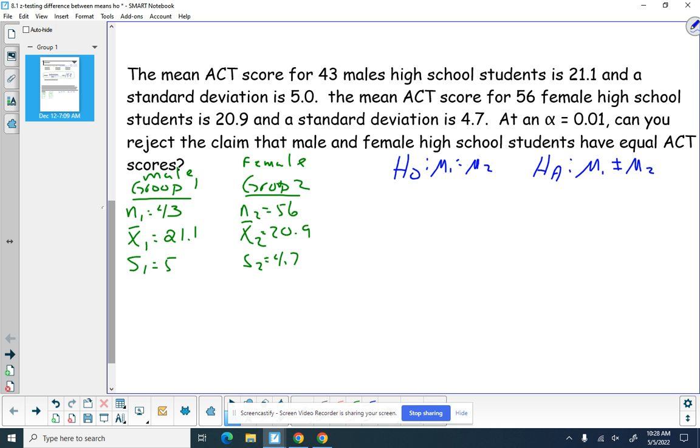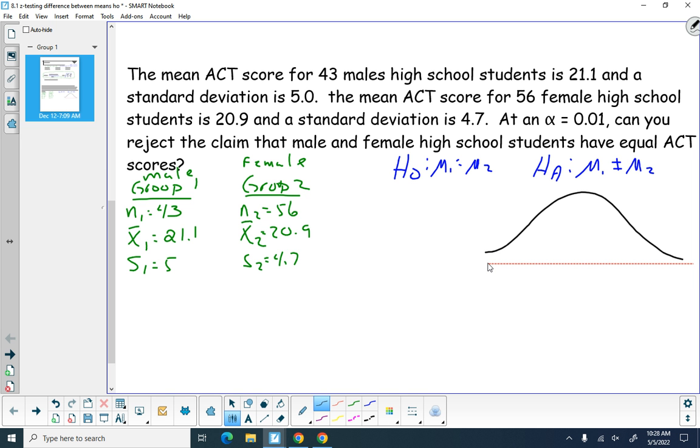One tail or two tail, Brendan? Two tail. So we have a two tail test. Got my bell-shaped curve here. We are looking at a two-tail test. Okay, should look very familiar to what we talked about before. We have an alpha value of 0.01.